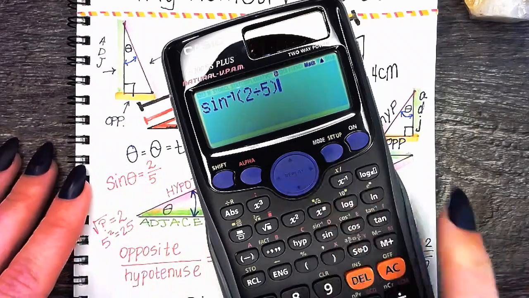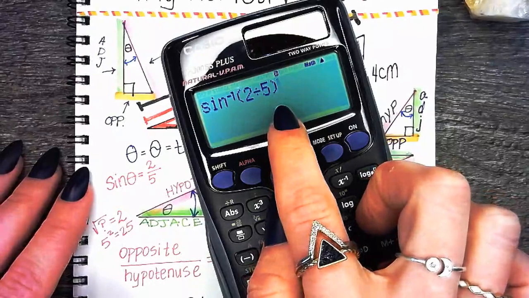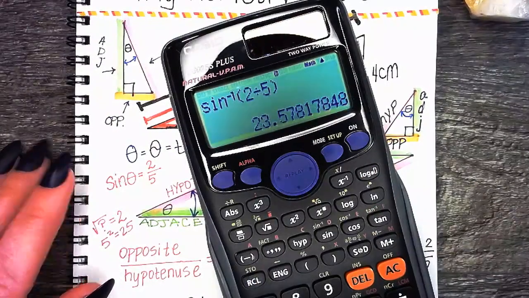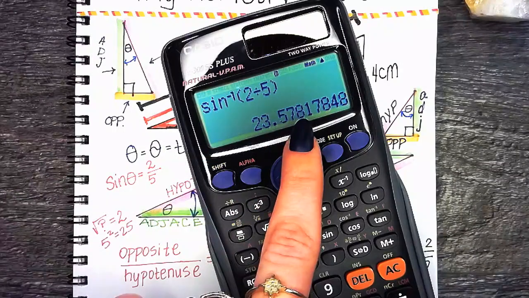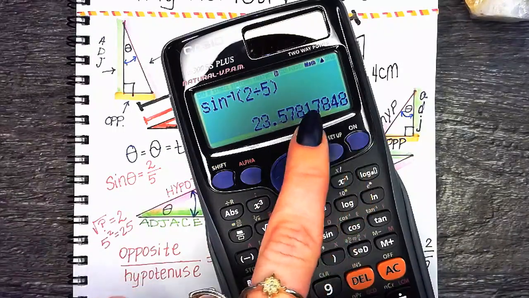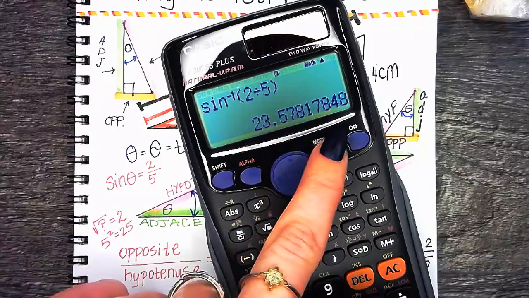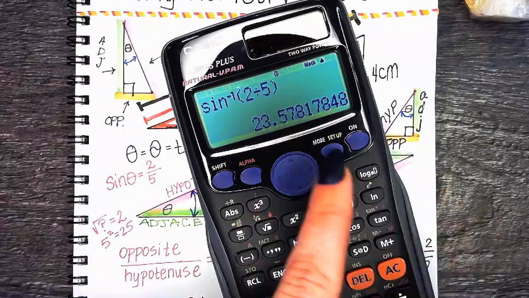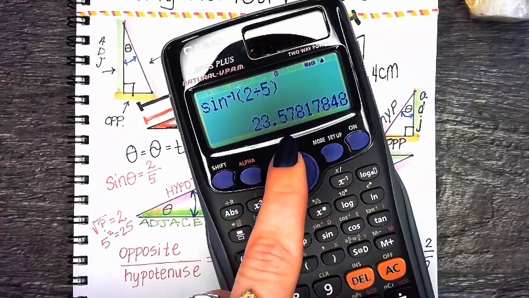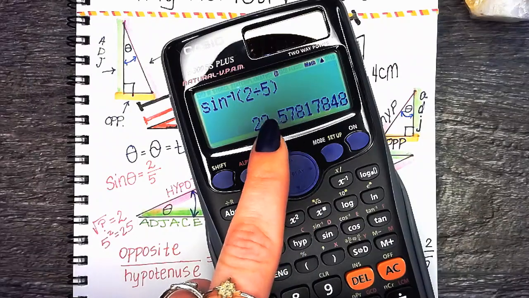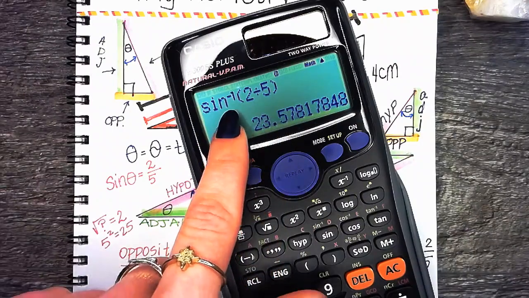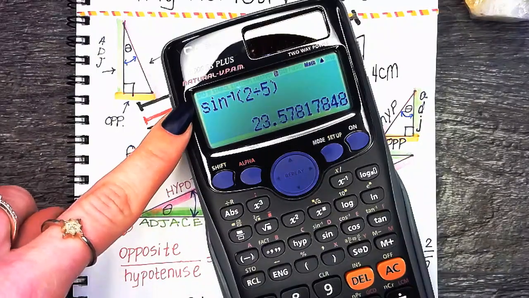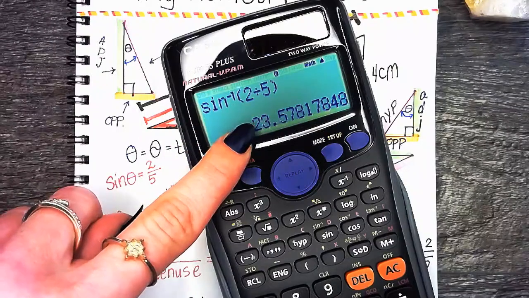When I hit enter, I always make sure I close off any parentheses first. I'm going to hit the equals button, and there we go, 23.57817848. Now this is not an exact answer because this decimal more than likely goes on more or less indefinitely. So this is an approximate answer. If we wanted an exact answer, we would just leave it as sine inverse 2/5. That is an exact solution because it represents the ongoing decimal, and this is approximate because we can't write down the whole thing.